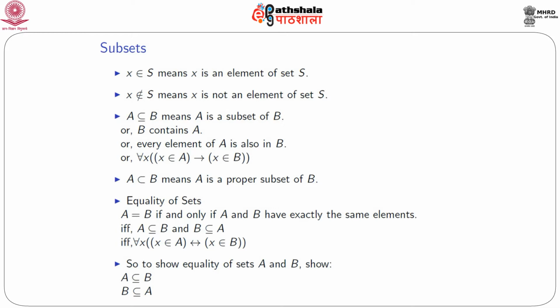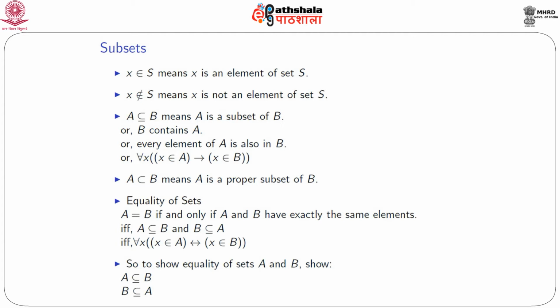Alternatively, we can say A equals B if and only if A is a subset of B as well as B is a subset of A. If both conditions hold, then we can say that these two sets are equal. Or we can define it another way too. We say for all x, if x belongs to A implies and is implied by x belongs to B, then these two sets are equal.